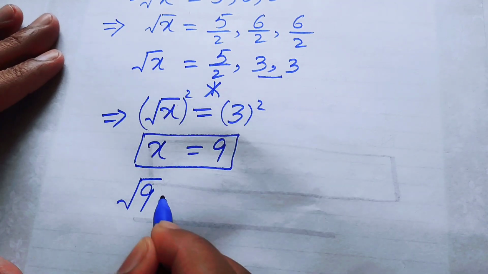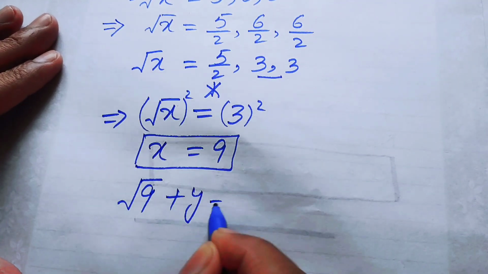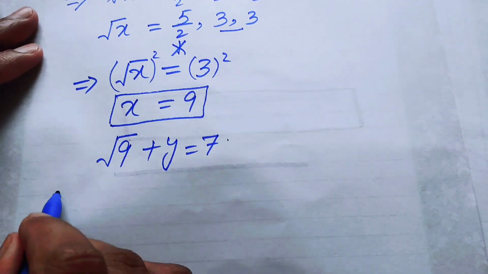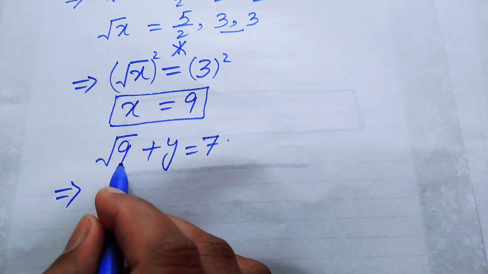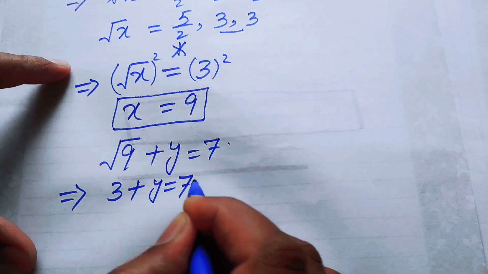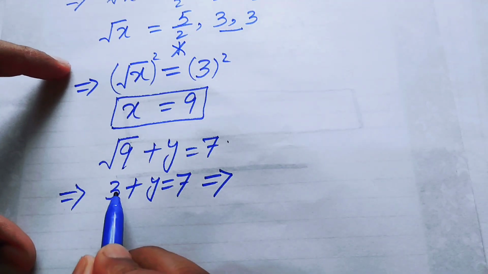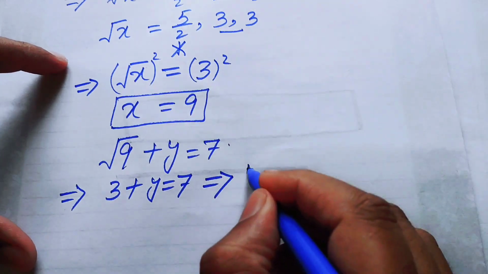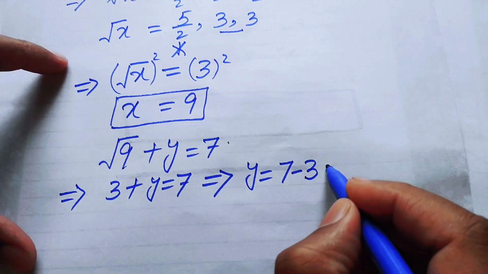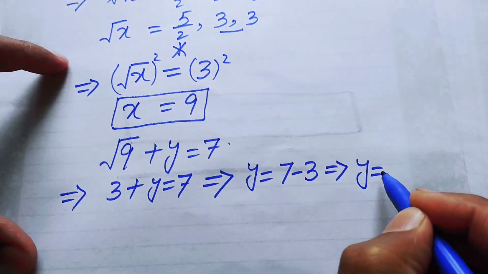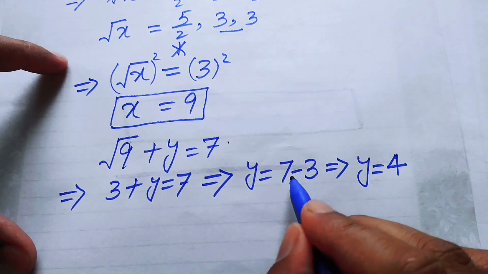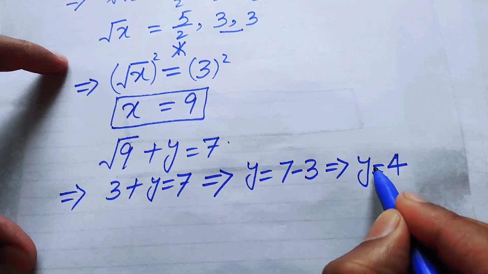So equation number 1 becomes square root of 9 plus y is equal to 7. This implies that the square root of 9 is 3, and 3 plus y is equal to 7, and this implies that we move this 3 to the right hand side, and it becomes y is equal to 7 minus 3. Finally we get y is equal to 4, because 7 minus 3 is equal to 4.